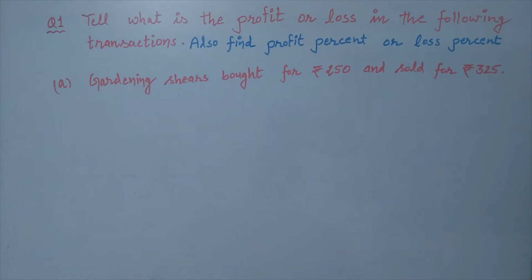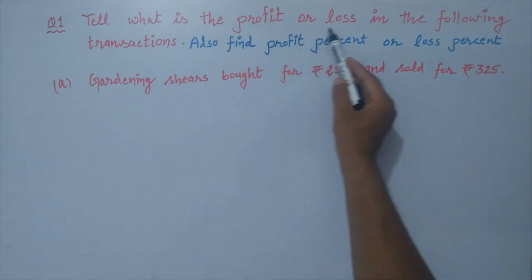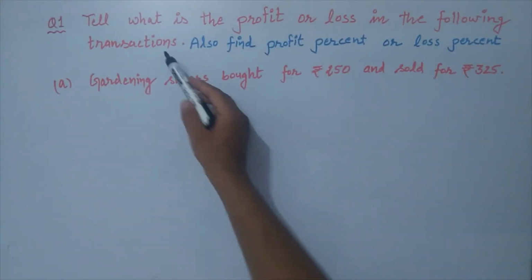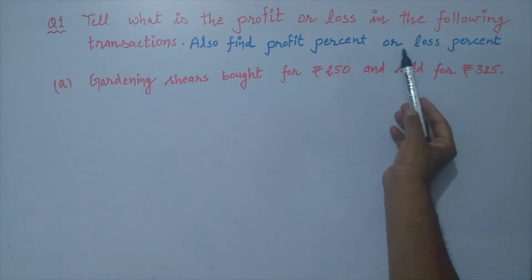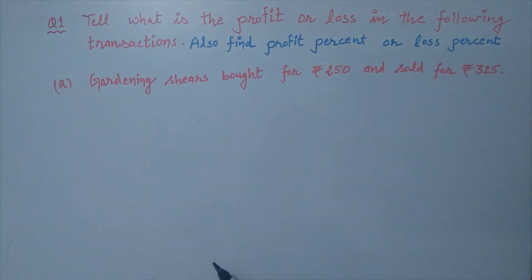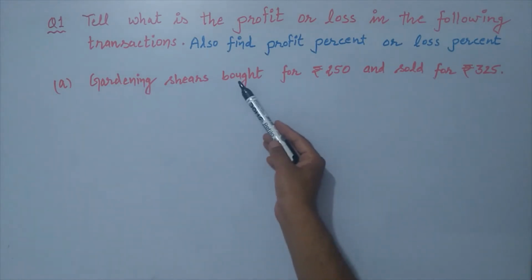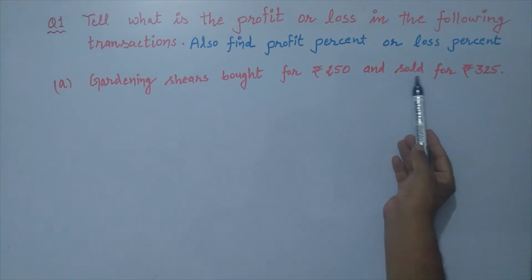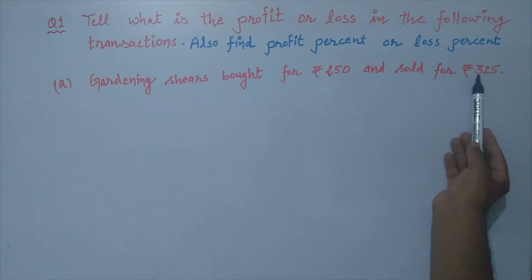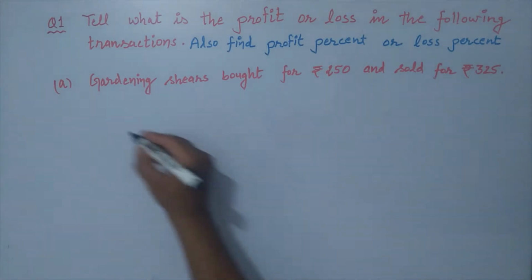Here the very first question is, tell what is the profit or loss in the following transactions. Also find profit percent or loss percent. Part A is gardening shears bought for rupees 250 and sold for rupees 325. Here we have to search two objects.